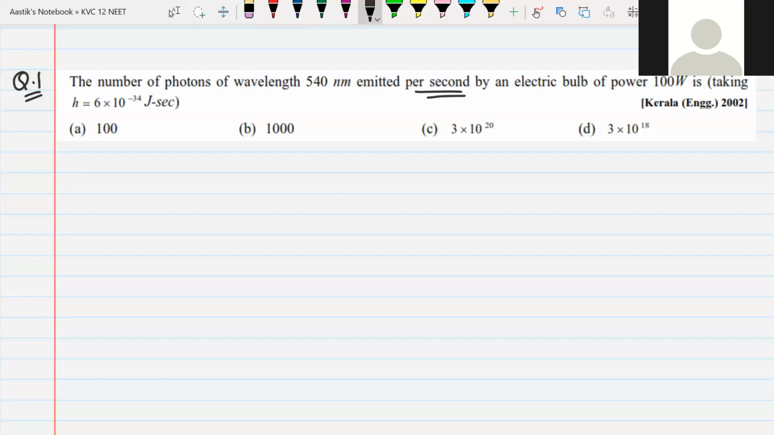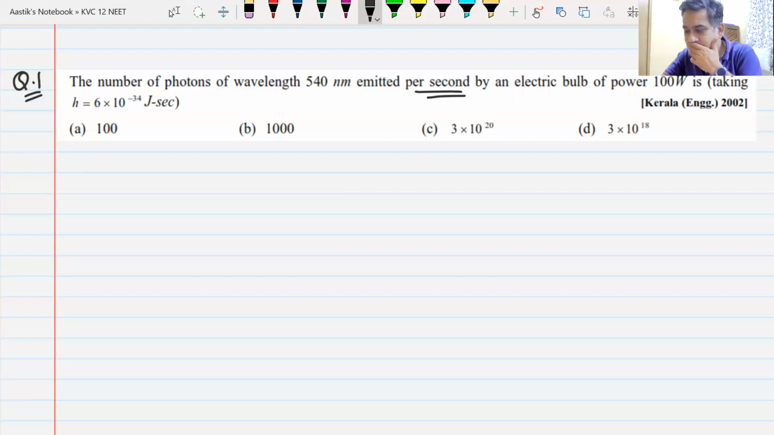Sir. Yes, bacha. Option C. Option C is absolutely correct. Well done. That is the correct answer. How many of you got this? No one got this? Oops, that's not good. How many of you got this?